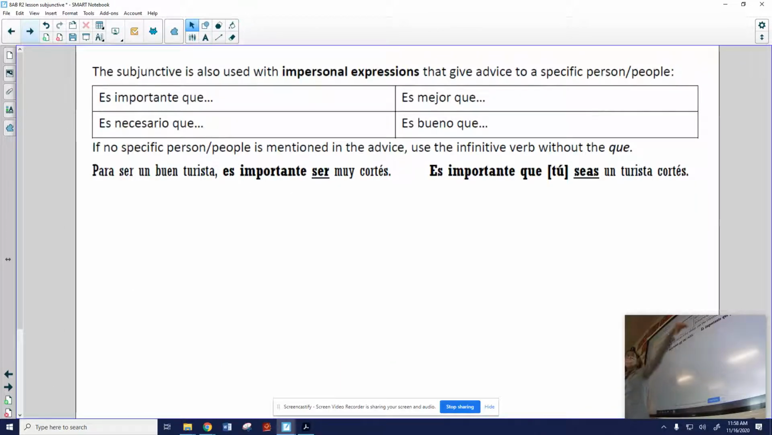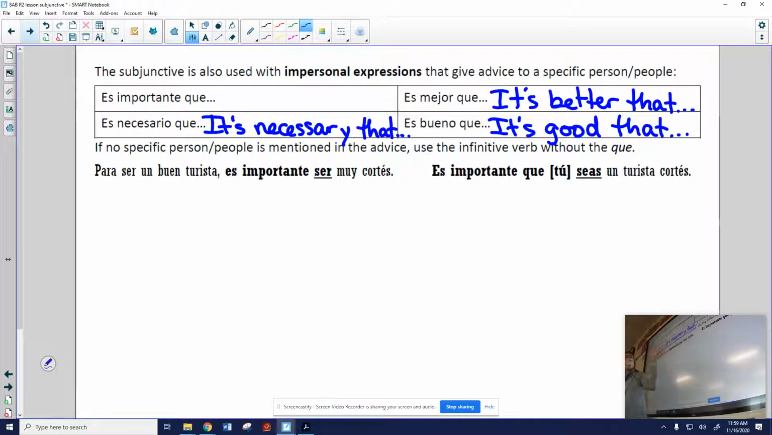We also use the subjunctive with impersonal expressions that give advice to a specific person or people. And you've seen a lot of these words before. It's important that, it's necessary that, it's better that, it's good that. Oftentimes, after these phrases, we'll see the subjunctive used. But if there's no specific person or people that's mentioned in the advice, then we just use the infinitive of the next verb. So, for example, in order to be a good tourist, it's important to be very polite.